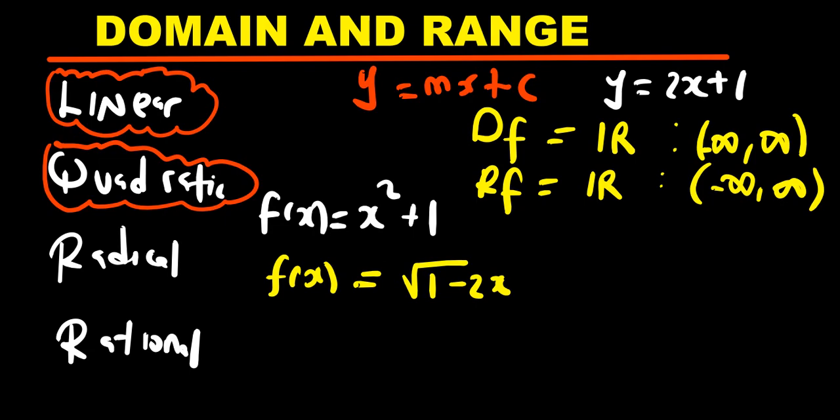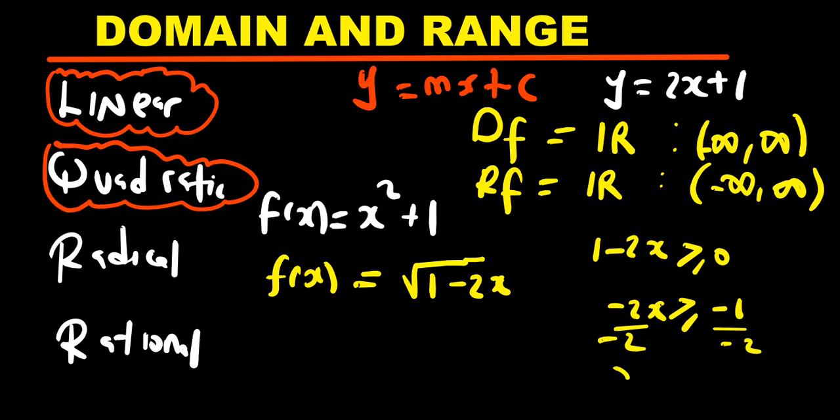So how are you going to find the domain and the range? For the domain, you take what is in the root, because you don't want any x value that will give you a negative in the root. So 1 minus 2x should be greater than or equal to 0. Let me solve it step by step. You take the 1 to the other side, so you have negative 2x is greater than or equal to negative 1. Now you divide by negative 2 on both sides, so x will be less than or equal to half.